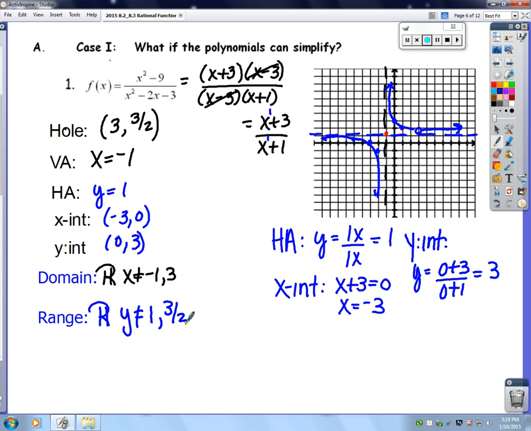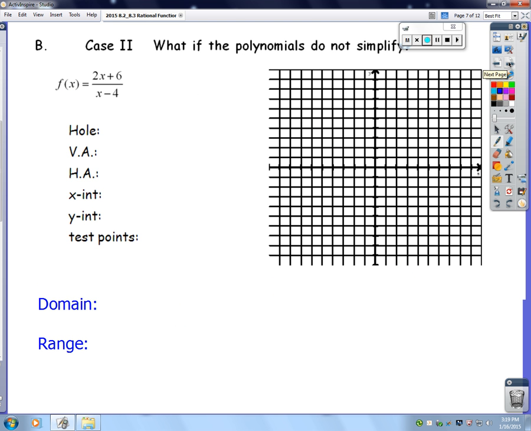All right, let's look at another example. What if the polynomials do not simplify? We don't always want to start out by factoring these things, and that helps us to see if we can simplify or not. So let's factor the numerator: 2 times x plus 3 over x minus 4. This does not have a common factor, so that means there's no hole. Hole is none.